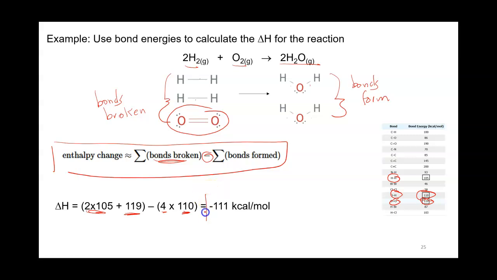So when we put all of that together, and we just enter it into the calculator exactly as I've written out there, we get the answer of negative 111 kilocalories per mole. And we know our units are kilocalories per mole because that's what was given in our table. So in this case, we have a negative enthalpy change. And enthalpy changes can be either positive or negative.